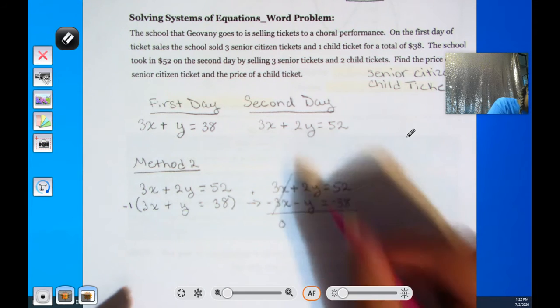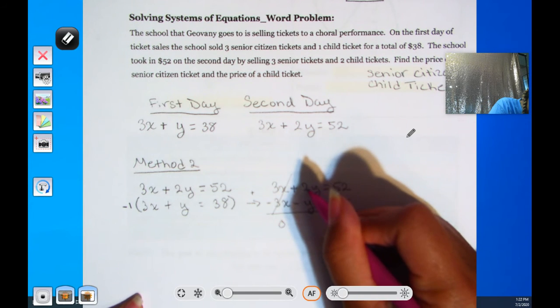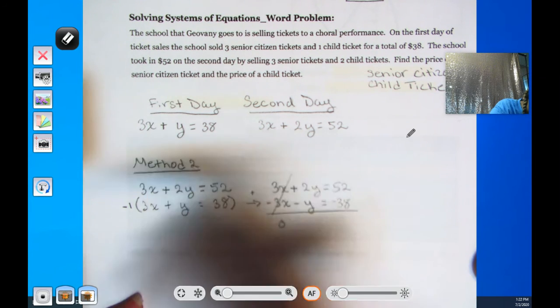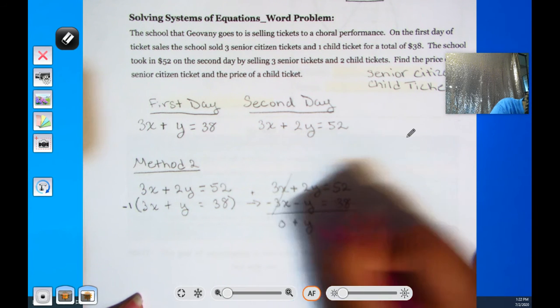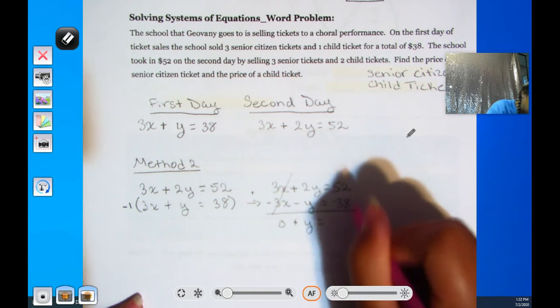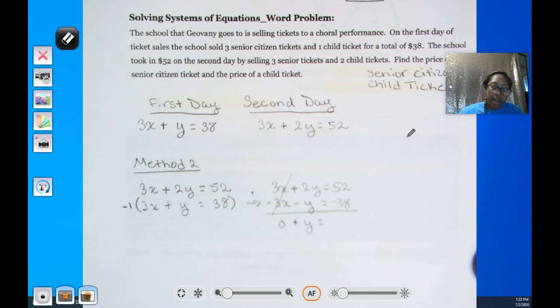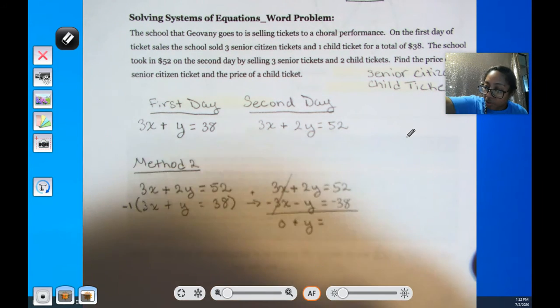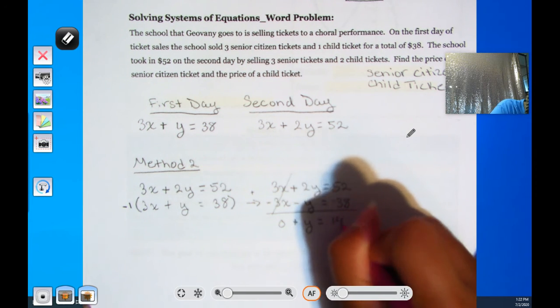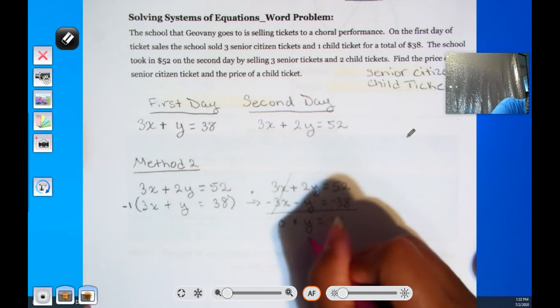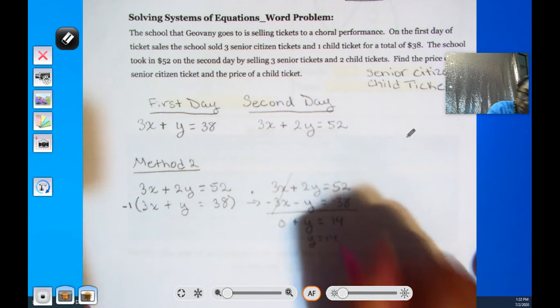And then I can combine my y variable. Well, 2 positive y plus 1 negative y will leave us with 1 positive y. And then 52 plus -38 would result in us having a difference of 14, right? And so I've got y is equal to 14.